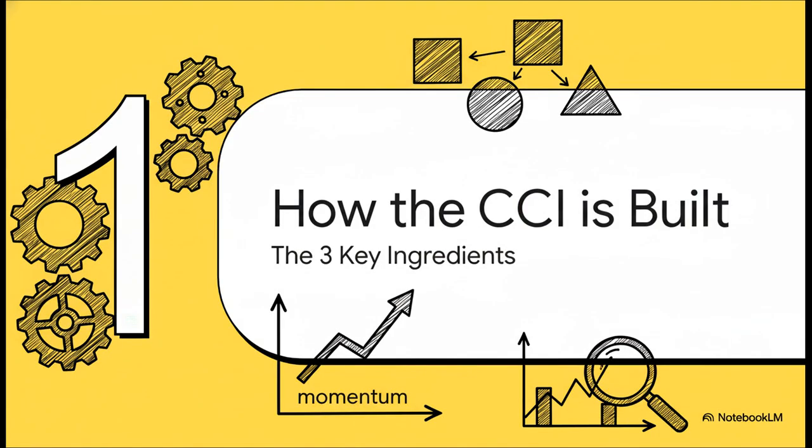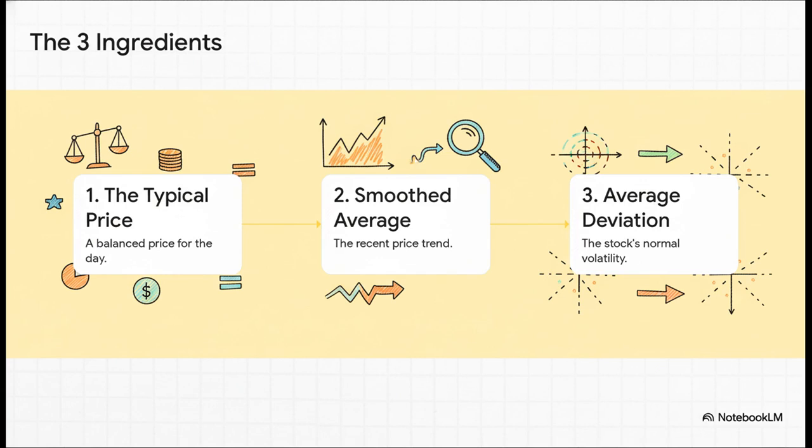Okay, so how in the world does the CCI actually calculate that price energy number we were talking about? Well, the good news is you don't need a PhD in math to get it. It's really just built from 3 key ingredients. Let's break down how this thing is constructed, piece by piece. Here they are, our 3 building blocks. First, we've got to find a fair, balanced price for the day. Then, we need to figure out the recent trend so we have something to compare it against. And finally, we have to measure the stock's normal amount of, let's call it, wobble. So, let's tackle these one by one.